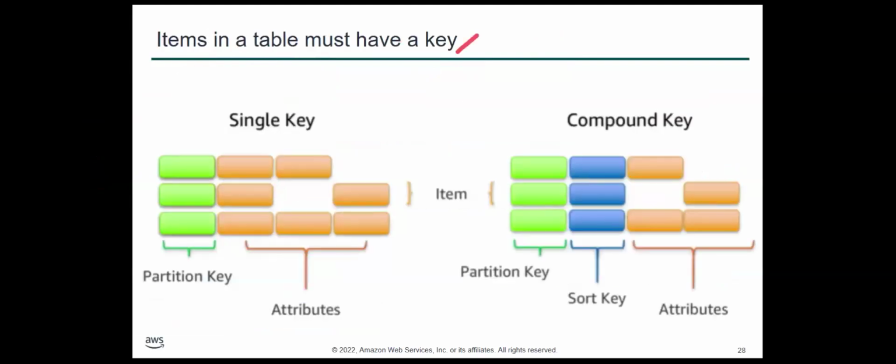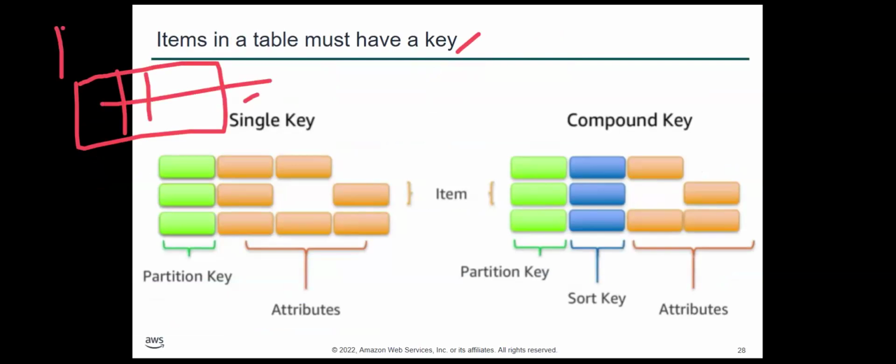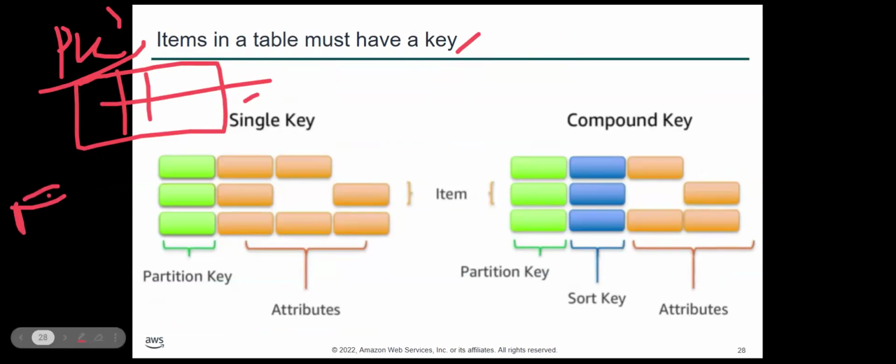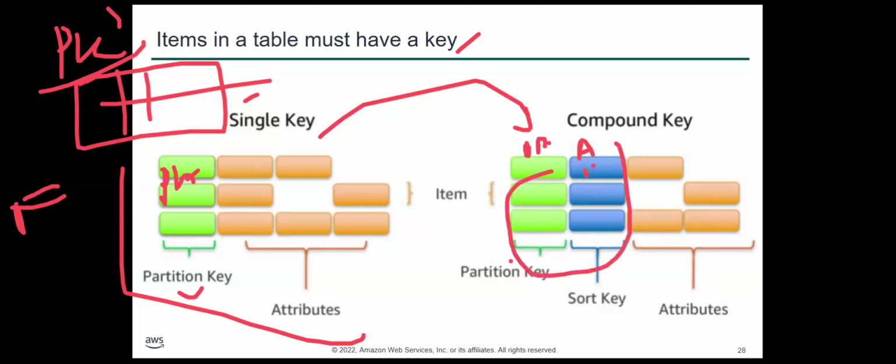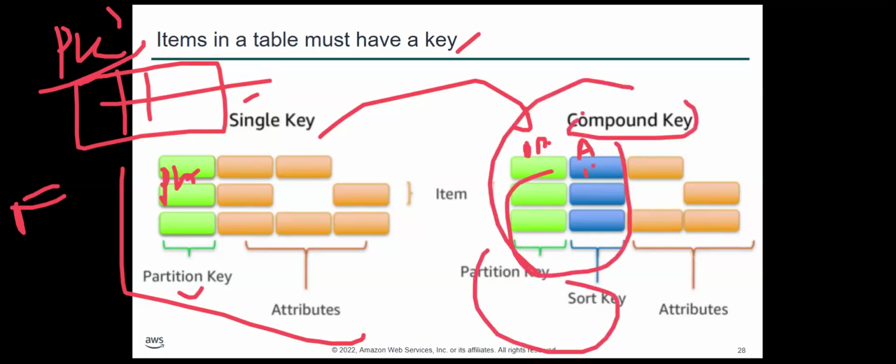Now items in a table must have a key. Every table in the database should have a key. The primary key should definitely be there, or a foreign key should be there. Here you can see, as I already mentioned, the first one is the partition key, nothing but the primary key. The second one has both the partition key, that is your registration ID or something, and the sort key, arranging in alphabetical order. Both these two together are called a compound key.